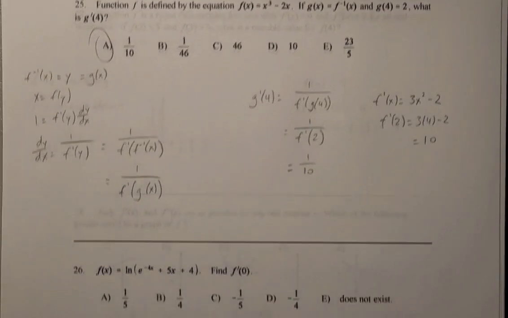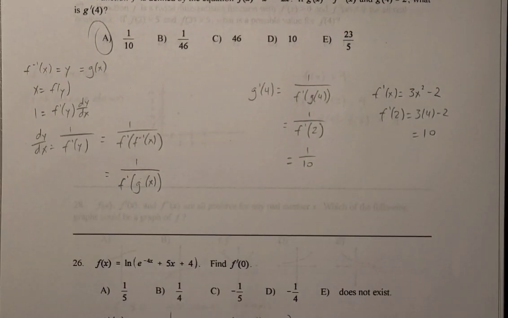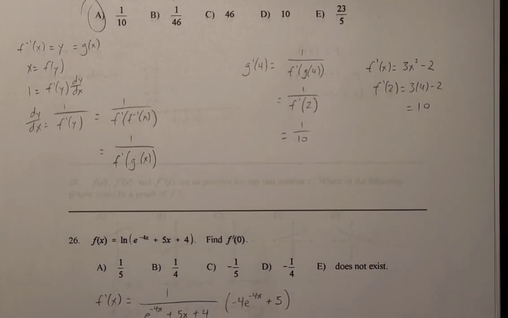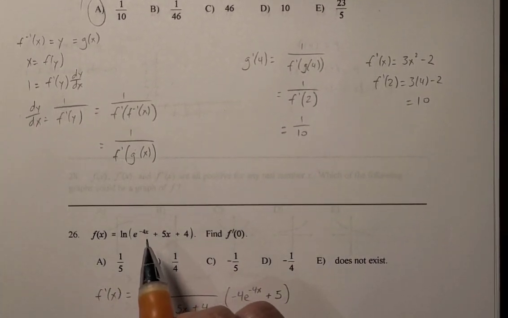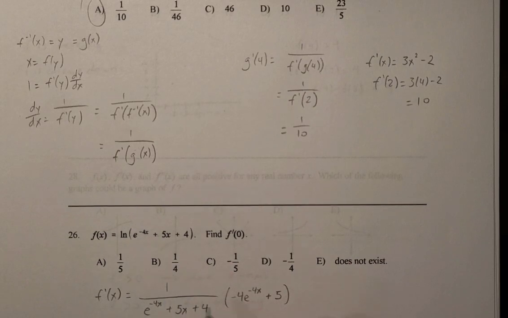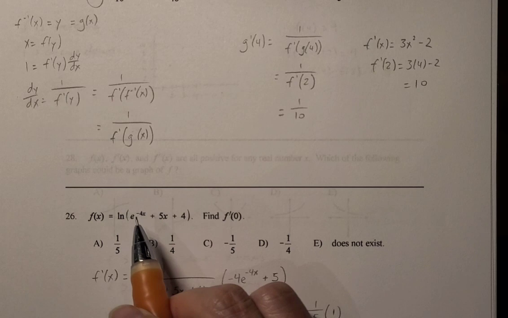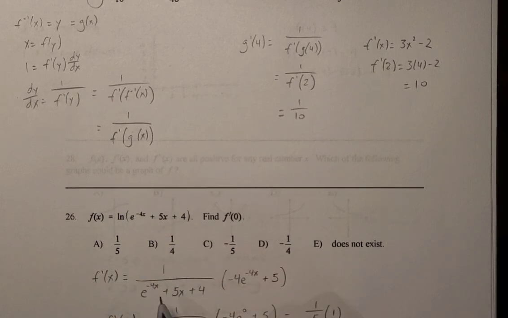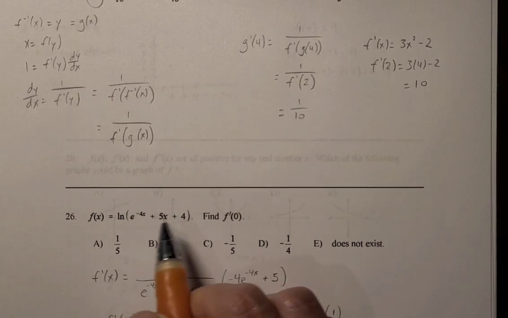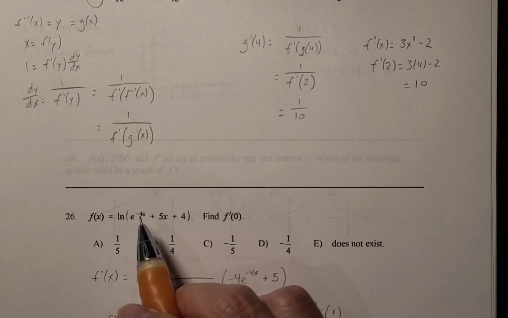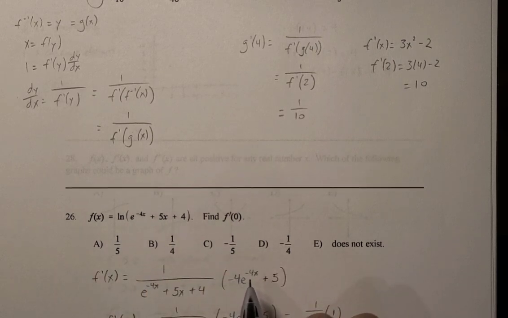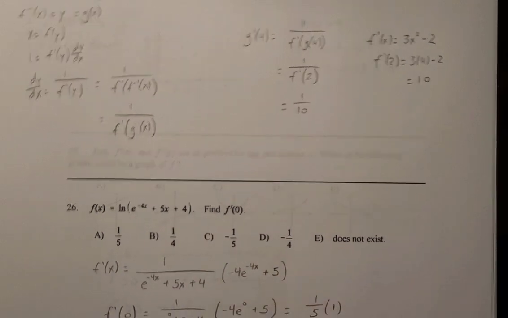Okay. F is this guy, find f prime. We need to use chain rule. So f prime is log of stuff, derivative of log of stuff is 1 over stuff times derivative of the stuff. So 1 over stuff is whatever's inside here, so I just copy that there. Derivative of the inside: derivative of e to minus 4x is negative 4e to negative 4x. Derivative of 5x is just 5. Derivative of 4 is just 0.